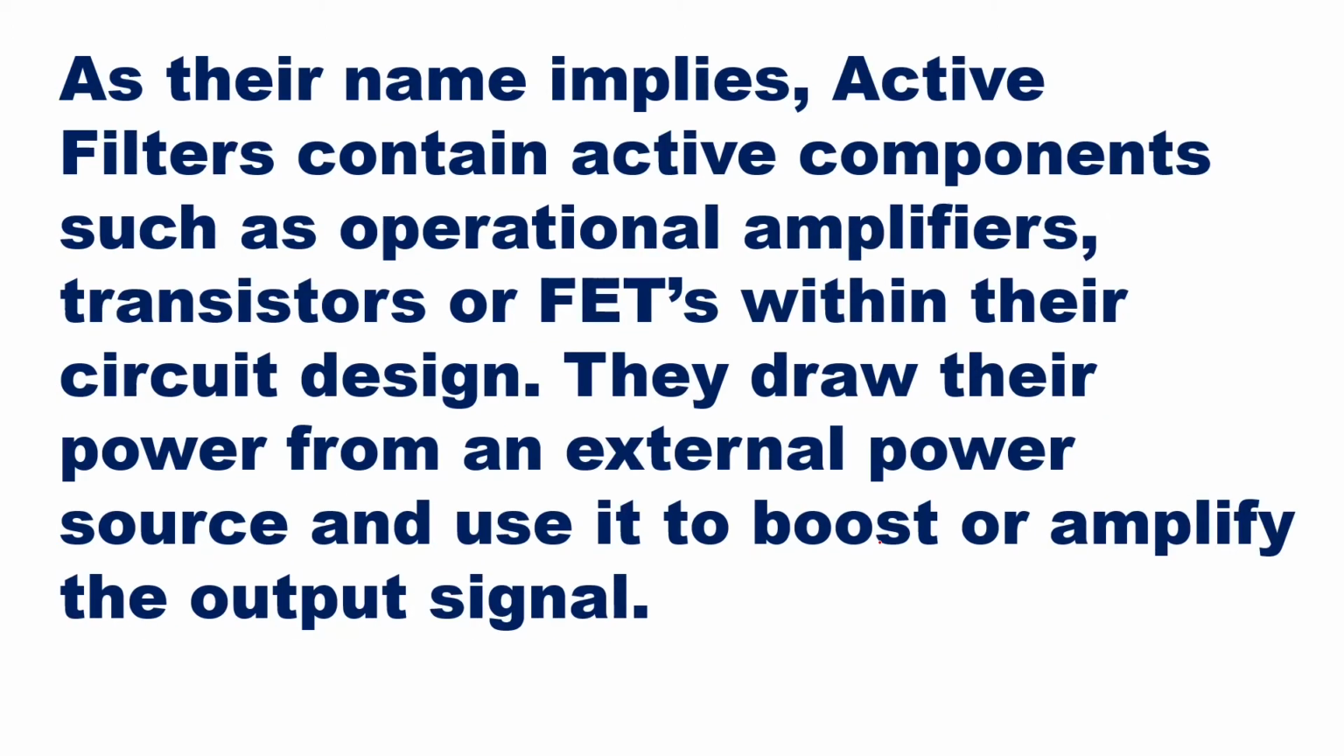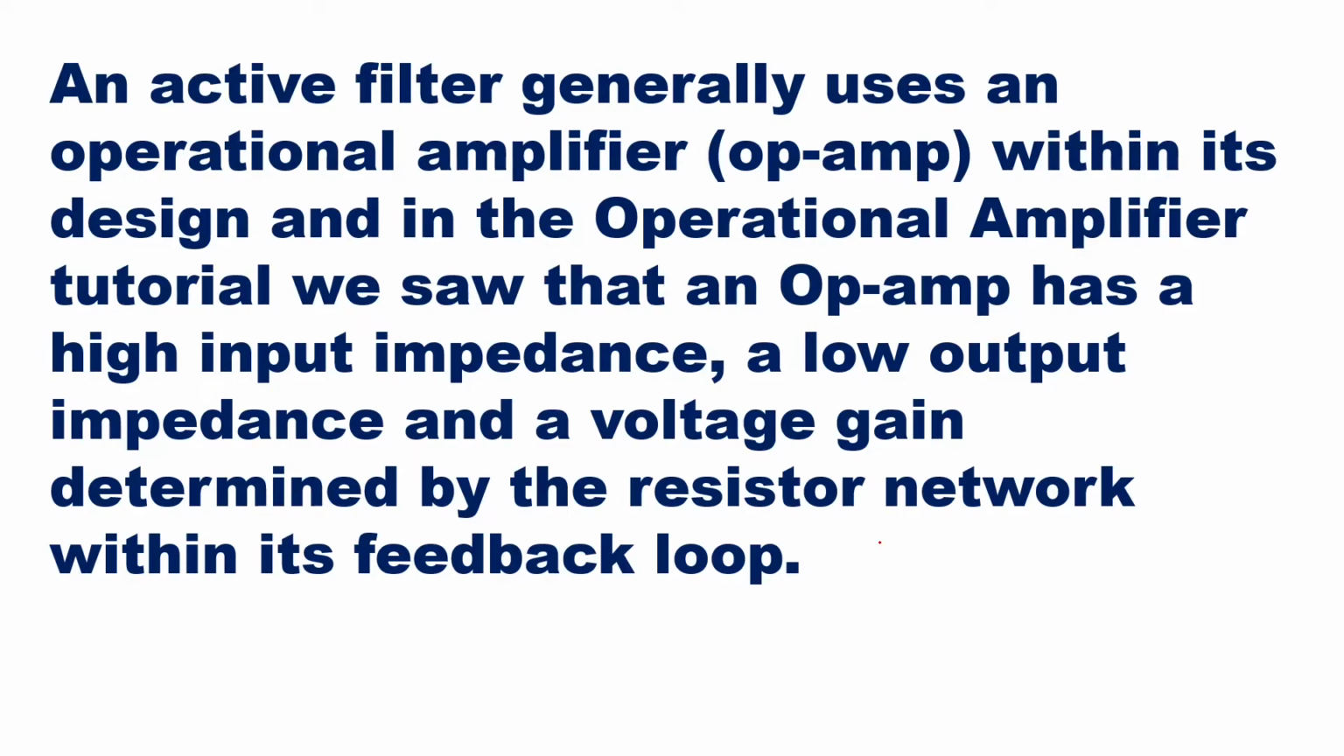As their name implies, the active filter contains active components such as operational amplifiers, transistors, or FETs within their circuit design. They draw their power from an external power source and use it to boost or amplify the output signal. An active filter generally uses an operational amplifier in its design, and in the operational amplifier tutorial we saw that an op-amp has a high input impedance. That was one of the important characteristics of an op-amp. It has a low output impedance, and a voltage gain determined by the resistor network within its feedback loop.